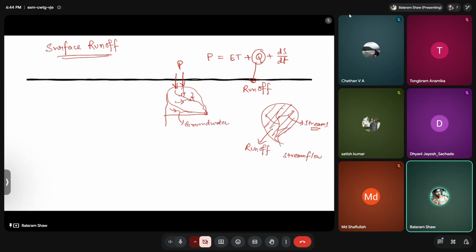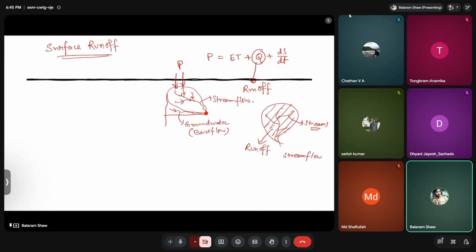So let's say at the outlet, you will get this groundwater as base flow. This one will act as base flow, and this one will act as stream flow. So the total runoff will be what? Total runoff will be stream flow plus base flow. However, in most of the studies, you will see that we use stream flow and runoff equivalently. But there is a small difference between them.